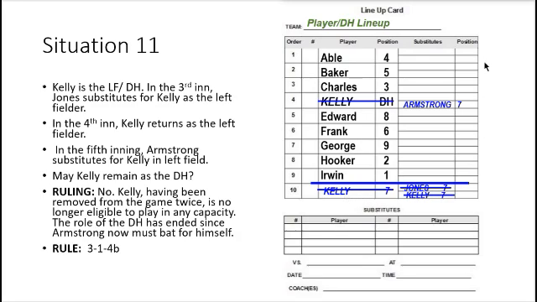However, now in the fifth inning, Armstrong substitutes for Kelly in left field. Because Kelly has now left the game twice, he can no longer participate as the DH. So even though we have made a defensive change, in this case, because he has now left the game twice defensively, he is out of the game. In this circumstance, Armstrong must move above the line into the fourth position where he plays left field, and he will eventually bat for himself.